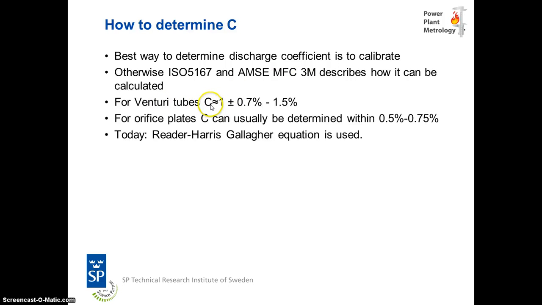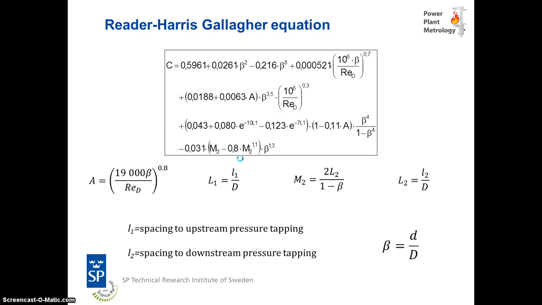If you have a venturi tube, the discharge coefficient is roughly 1, and you have an uncertainty between 0.7 and 1.5%. For an Orifice plate, you normally can determine the discharge coefficient with an uncertainty as low as 0.5%. And in those standards you use the Reader-Harris/Gallagher equation. This equation is quite large, as you see here. The discharge coefficient is equal to this long expression that depends on the Reynolds number and beta, and to remember, beta is the small diameter divided by the pipe diameter. And then there are some other factors.